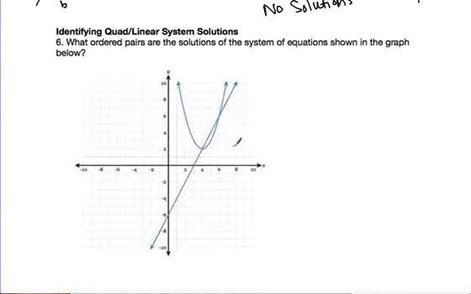Now, if you're looking at the graph, that's fairly simple because all you're going to look for in a system of equations is the place where your graphs intersect. So your graphs look like they intersect in two places, here, and you just have to give the coordinates for each of those points. So this coordinate is at 4, positive 2, and this one is at 6, positive 6. So you would have two solutions, 4, 2, and 6, 6.